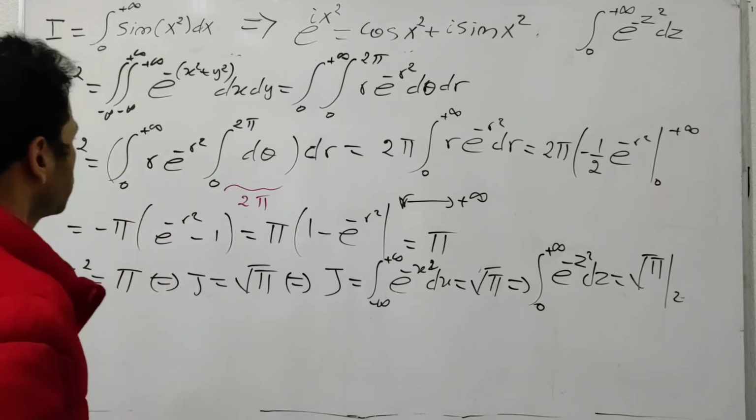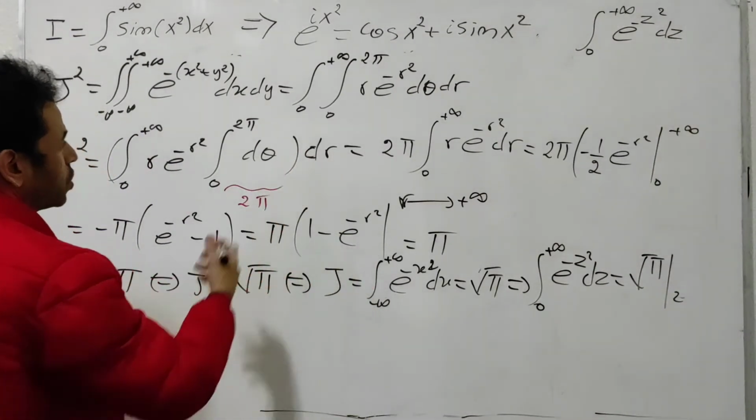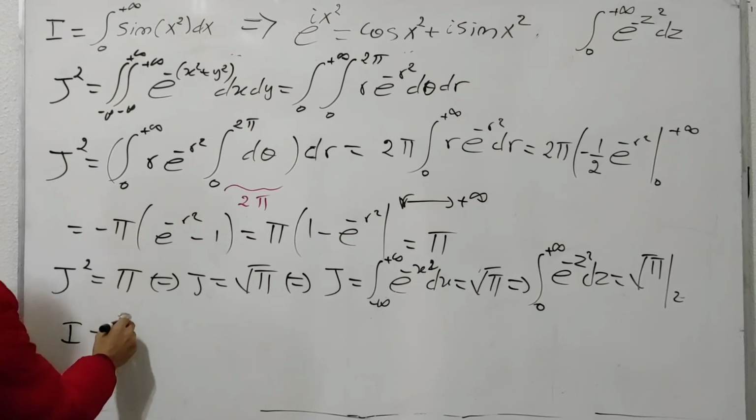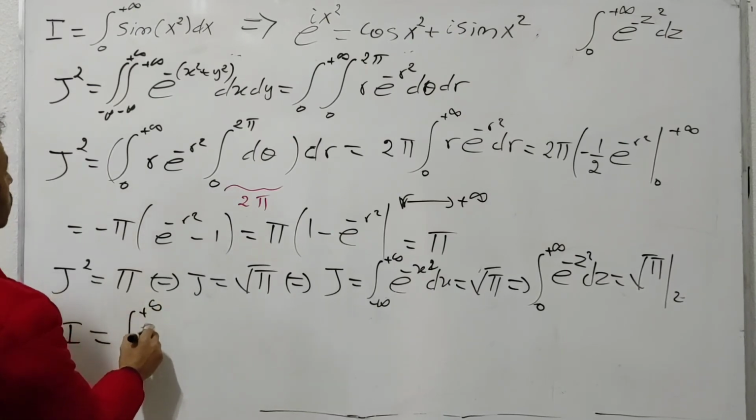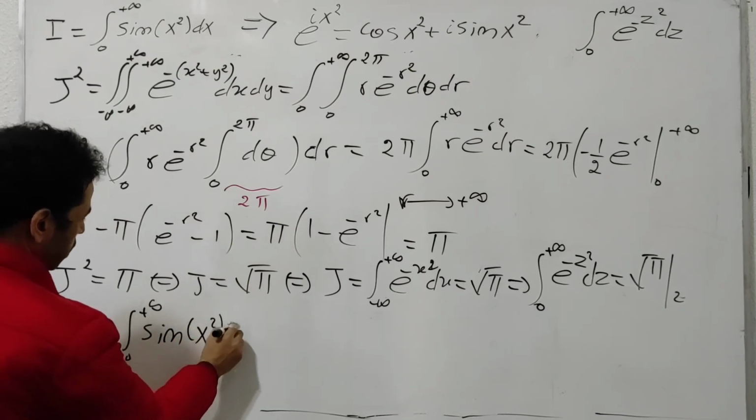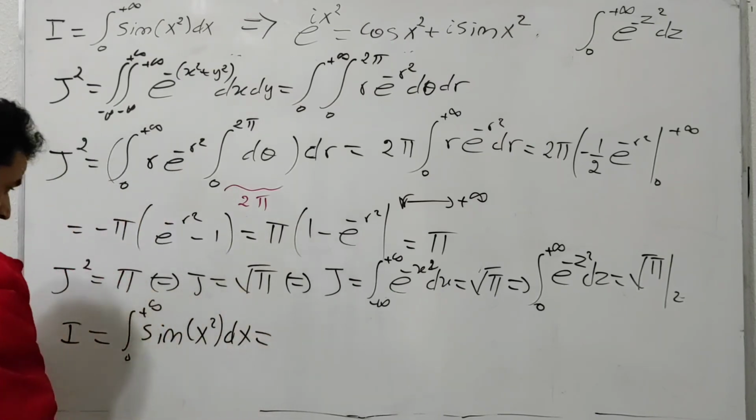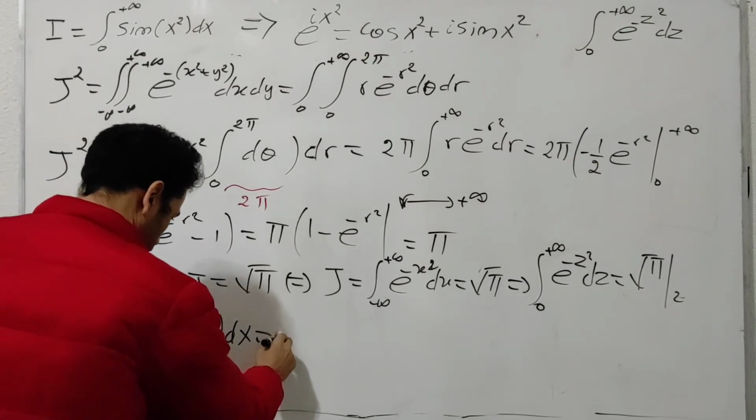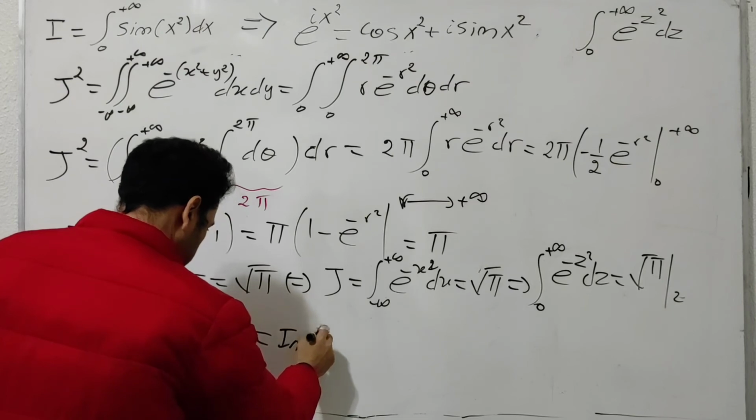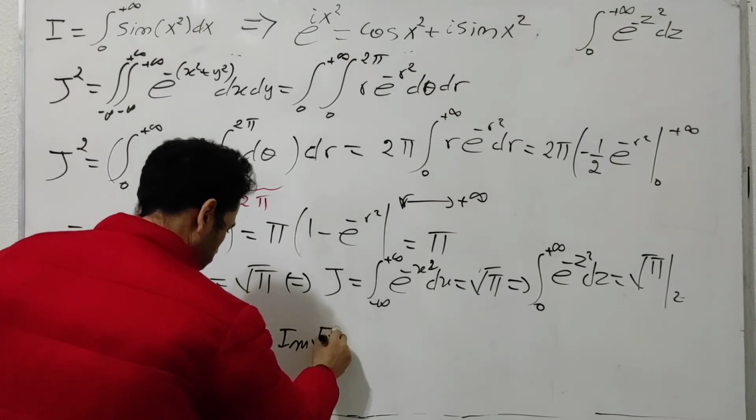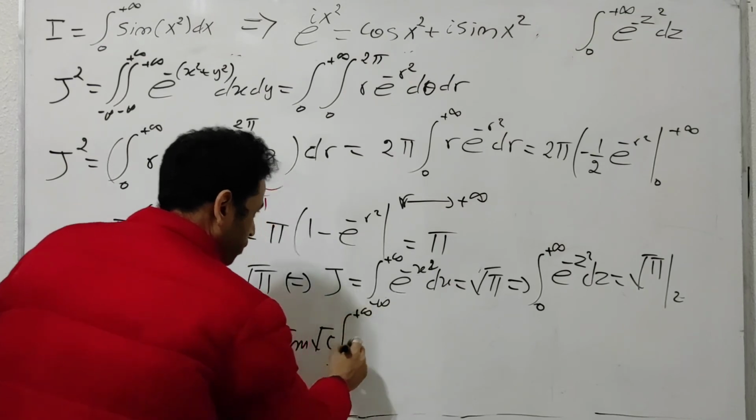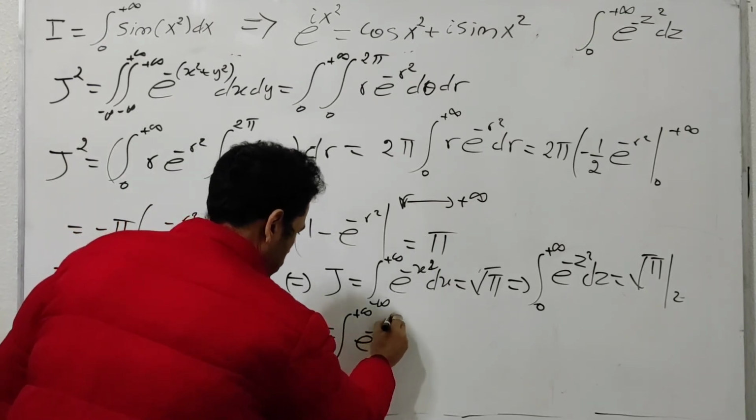Now I'm going to replace this information into the original integral. The original integral was I equal to the integral from 0 to plus infinity of sine of x squared dx, equal to the imaginary part of square root of i multiplied by this integral from 0 to plus infinity of e to the minus z square dz.